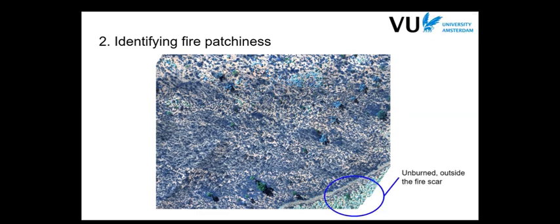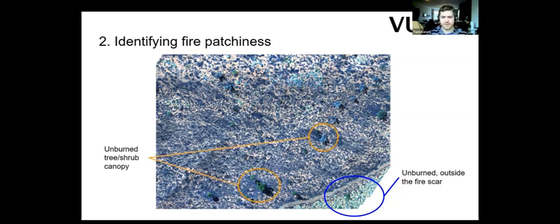So this part, for instance, is unburned, but we know from being on site that this is outside of the fire scar. This is, in fact, where the fire was started from. So when we're looking at patchiness inside fire scars, we don't want to consider this part. We also don't want to consider the canopy, because although the canopy is unburned, the area underneath the canopy is burned. So that has to be considered as an area which the fire has passed through and not patchiness.